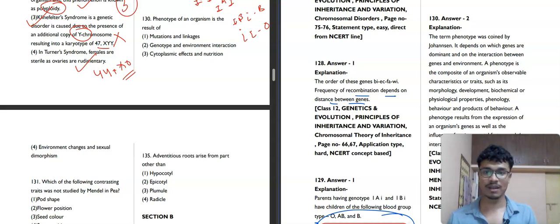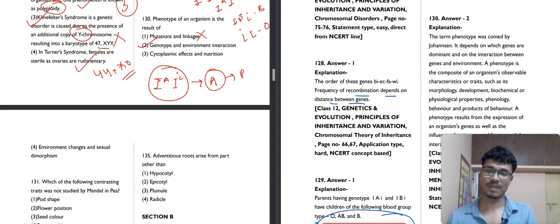What is it saying? That the phenotype of an organism is the result of mutation and linkage. Is it? Not at all. Genotype and environment interaction is absolutely correct. So we will understand from this example. So IA and i, it is saying that this is A blood group. This is its genotype and this is the phenotype.